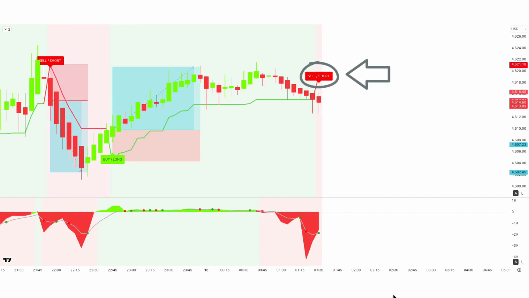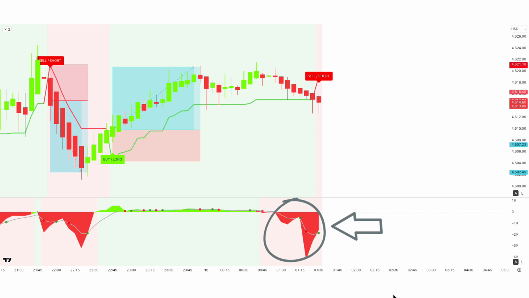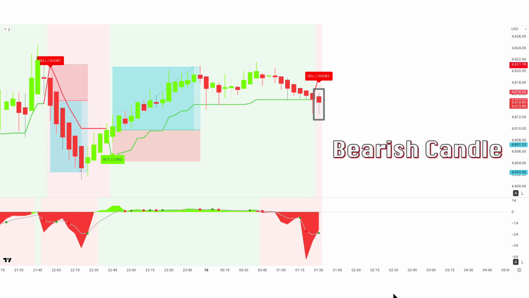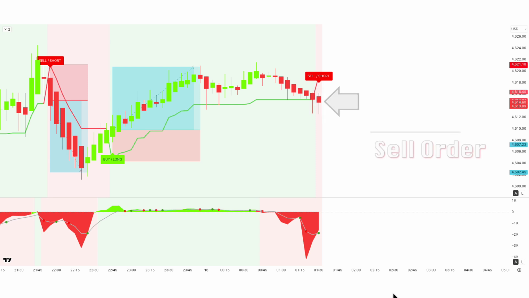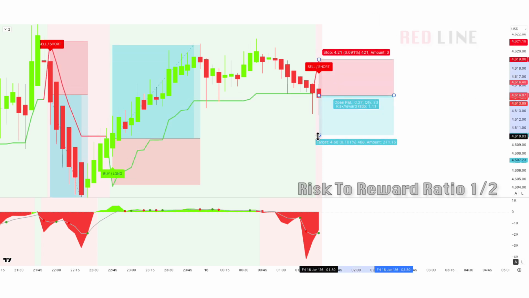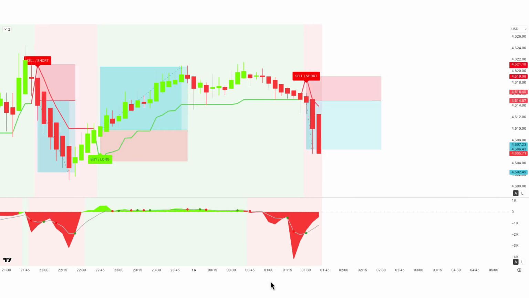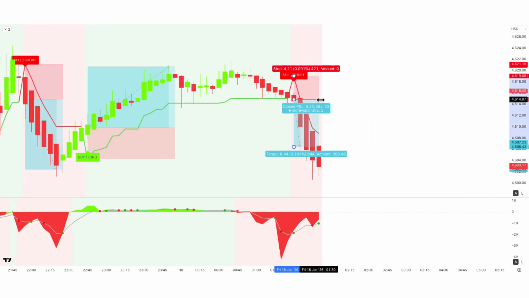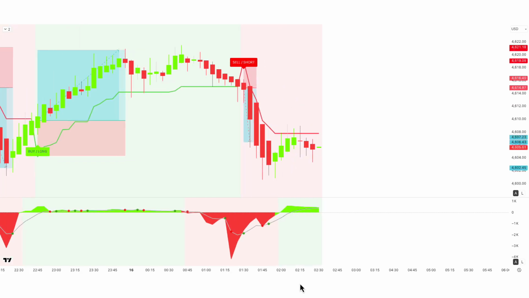Here, the Sovereign Gold Flip arrow of this indicator is a sell signal. Here, the Klinger Volume Oscillator shows a red area. Here, the market has made a bearish candle to give confirmation. So all our conditions are being fulfilled, so we are placing an order to sell. Our stop loss is to be placed at the red line, and the risk to reward ratio will be 1:2. We have won the trade. Let's find the next trade.